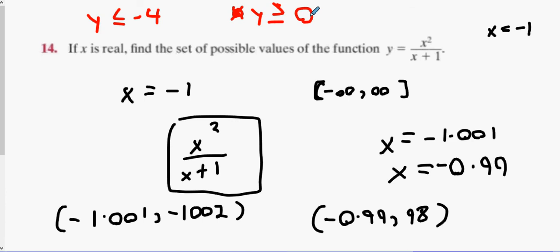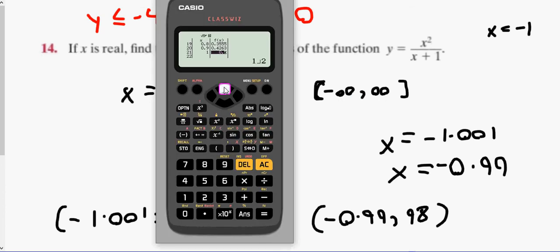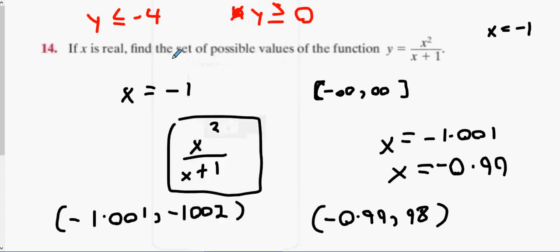You can't find that anywhere on your table function. Anywhere on your table function you will not find an answer between 0 and -4. It just doesn't exist. You can look as hard as you want, it's not going to happen. Alright, let's move on. That was a tricky question. A lot of table functions to get that answer correct.